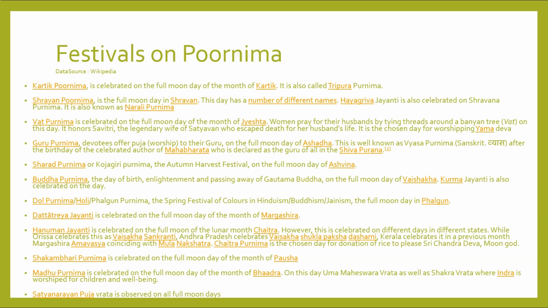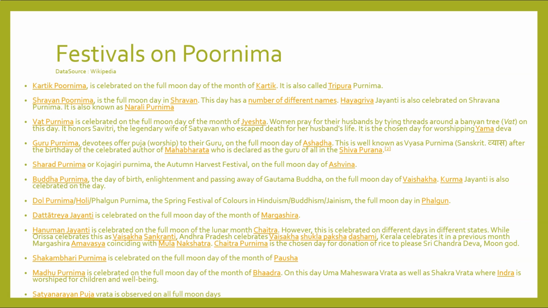Sharad Purnima or Kojagiri Purnima is the autumn harvest festival on the full moon day of Ashwin. Buddha Purnima is the day of birth, enlightenment and passing away of Gautam Buddha, on the full moon day of Vaishakh. Kurma Jayanti is also celebrated on that day. Dol Purnima, Holi, Falgun Purnima, is the spring festival of colors in Hinduism, Buddhism, and Jainism, on the full moon day in Falgun. Dattatreya Jayanti is celebrated on the full moon day of the month of Margashirsha.